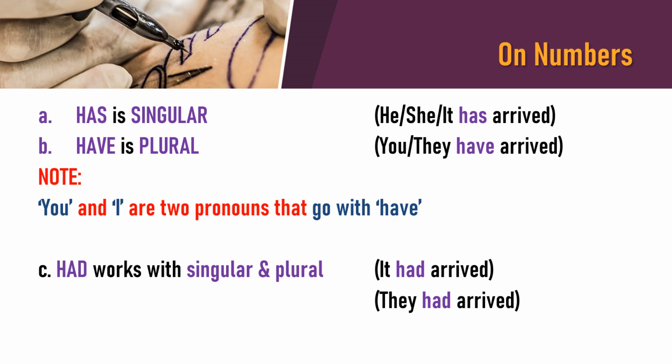Here we've come, landed safely. Welcome. Has is singular, as in he has arrived, she has arrived, it has arrived. You see, singular, one. But why can't we say I has arrived? We're going to get to that. Have is plural. So you say you have arrived, they have arrived, we have arrived.